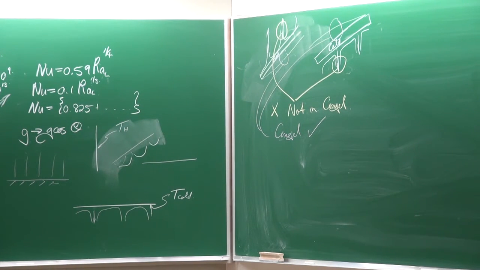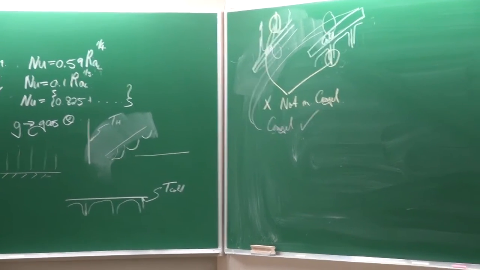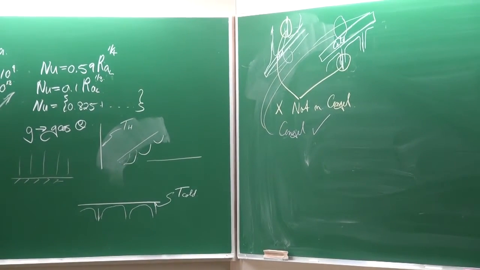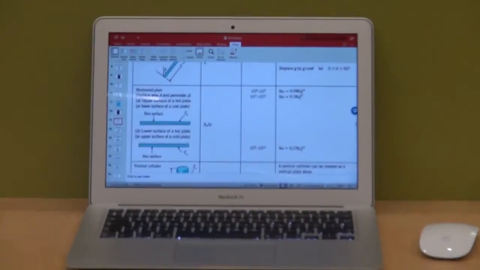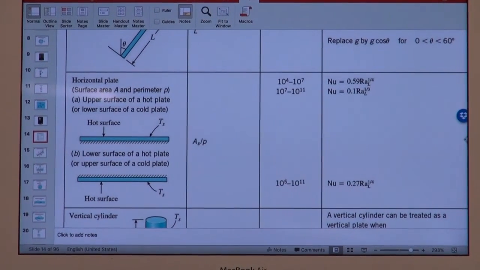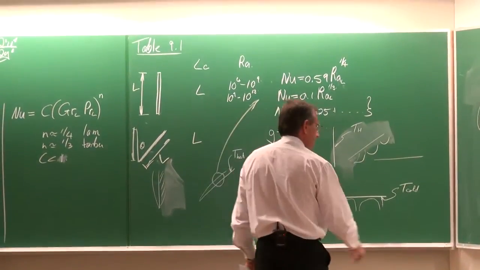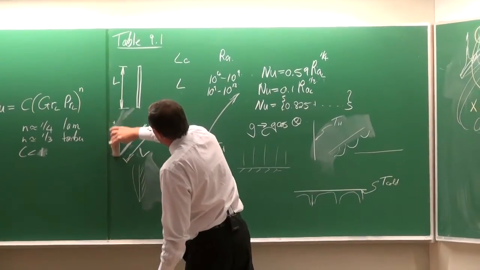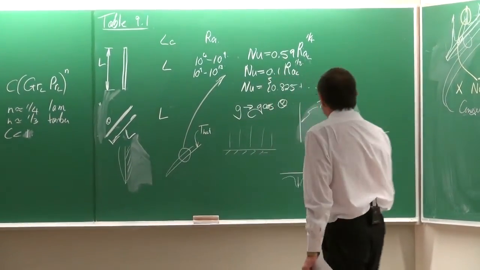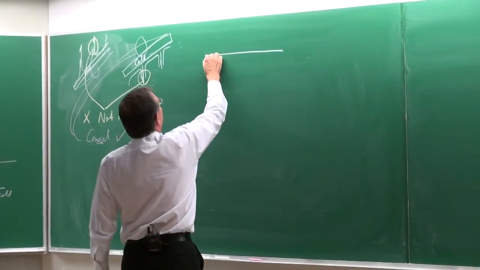Okay. Now, there's another case, and that is the case of the horizontal plate. Now, for the horizontal plate, take note, this characteristic length here was also equal to L, where L is, of course, the length of the plate. So that is equal to L, the length of the plate. Now, you're going to have a case where you've got a horizontal plate.